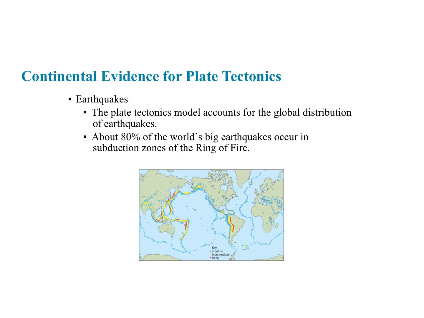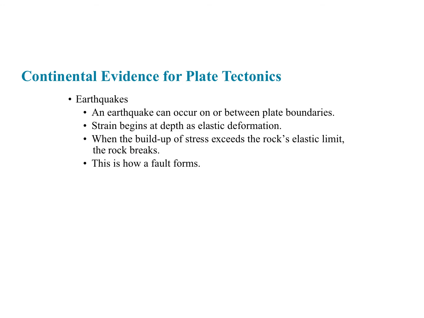Now, this plate tectonic model accounts for the global distribution of earthquakes, and about 80% of the world's big earthquakes occur in subduction zones in a region called the Ring of Fire. An earthquake can occur either on or between plate boundaries. Strain begins at depth as elastic deformation, and when the buildup of stress exceeds the rock's elastic limit, the rock breaks. This is how a fault forms.